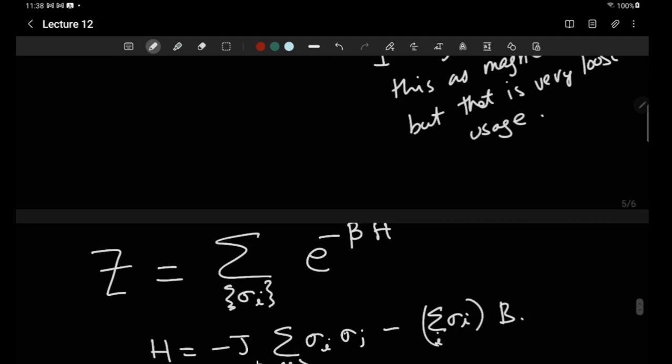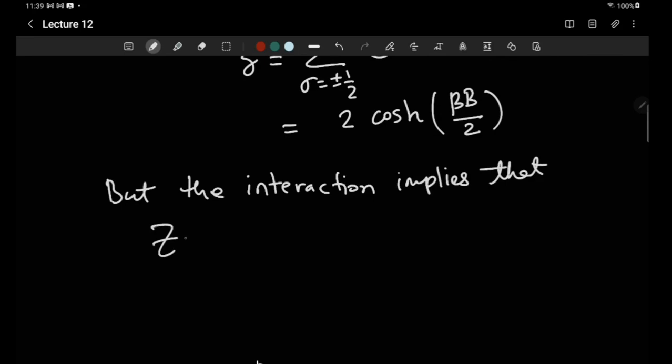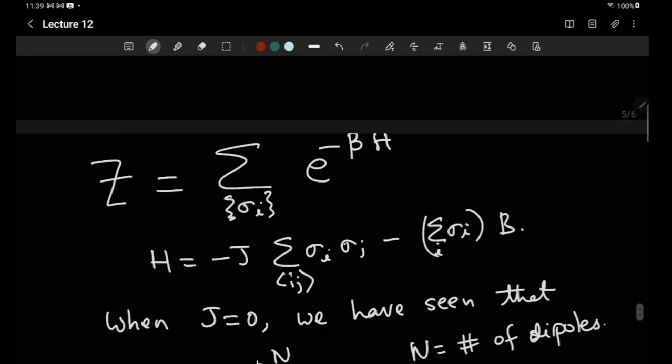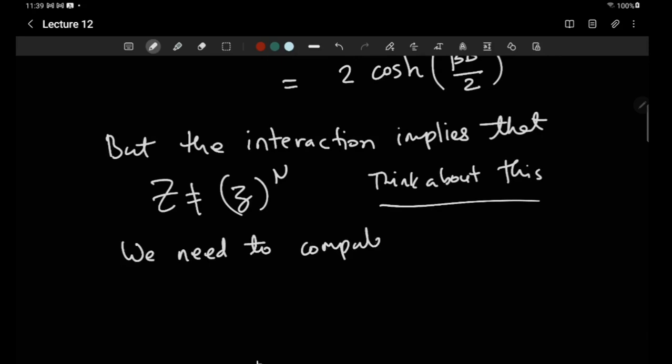But what is it we want to do? We want to compute it this way, but the interaction implies that Z is not little z to the power N. If you pick a site i, there are terms where you can't carry out just the sum over the sigma j's. Because of this term, you can't do it. If you don't understand, think about this. Whenever there are interactions, that's not true. So we need to compute Z in a different way.